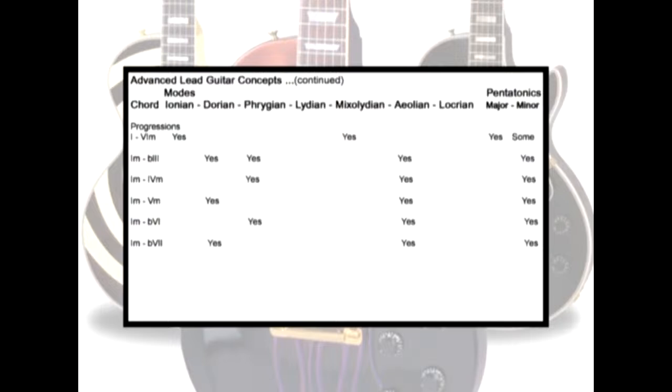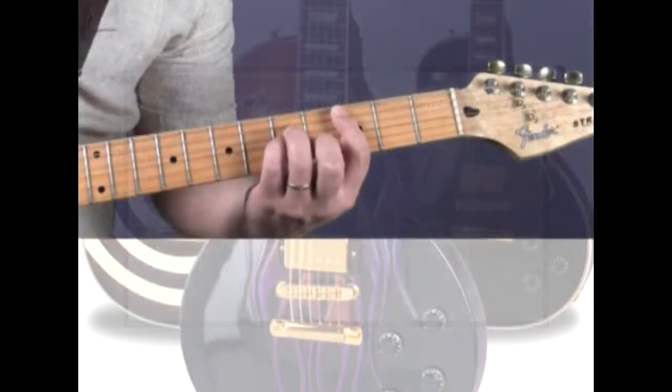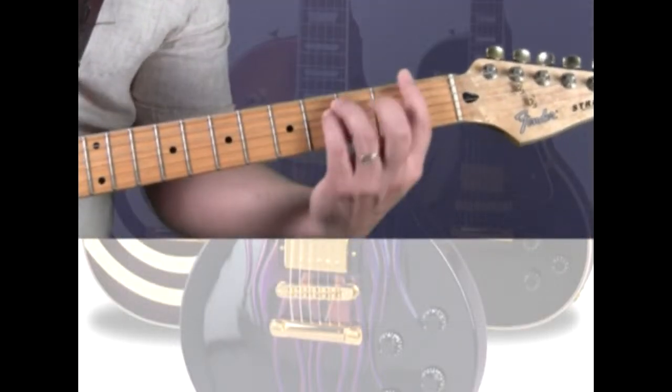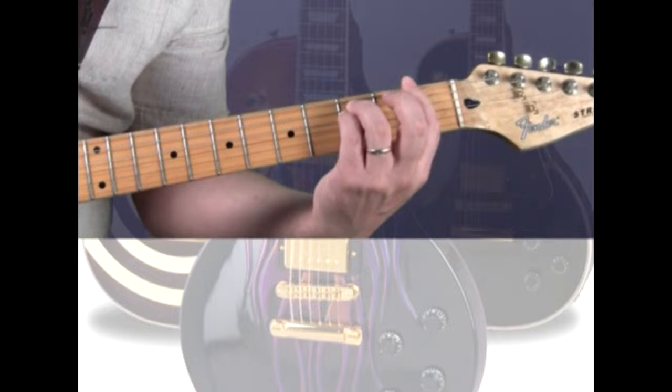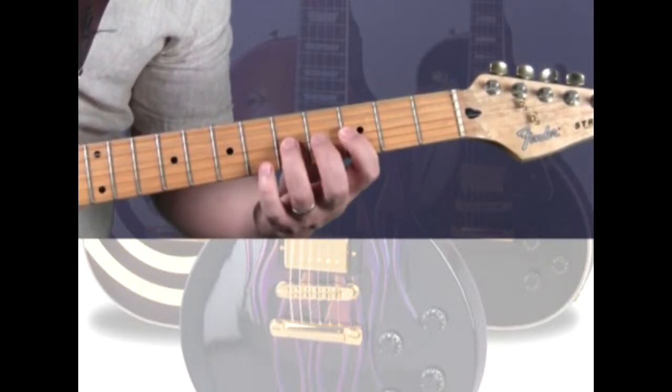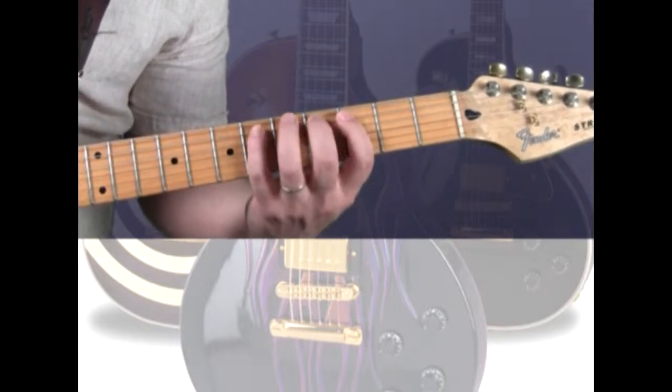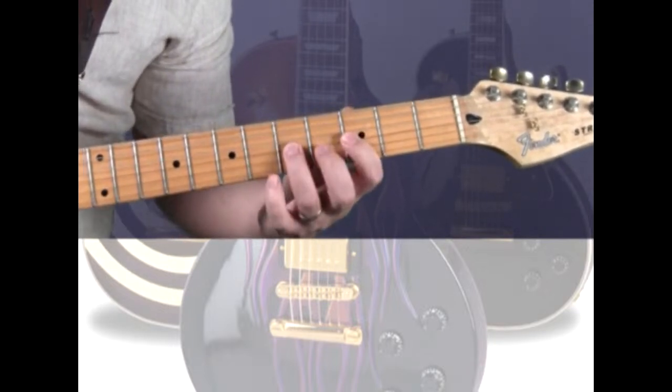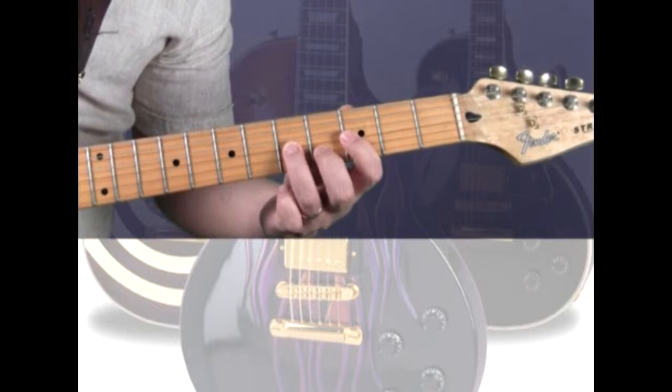The 1 minor to 4 minor chord progression shares the same notes as the Aeolian and Phrygian modes, and the minor pentatonic scale. That would be C minor to F minor, followed by C Aeolian, C Phrygian, and minor pentatonic.